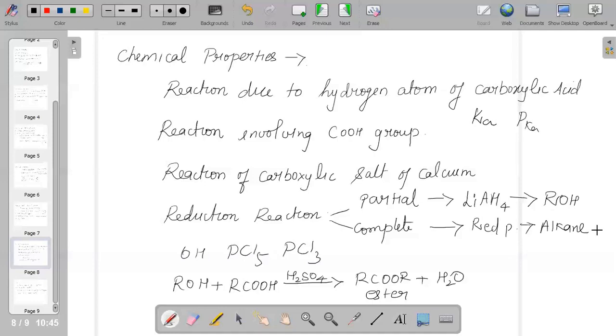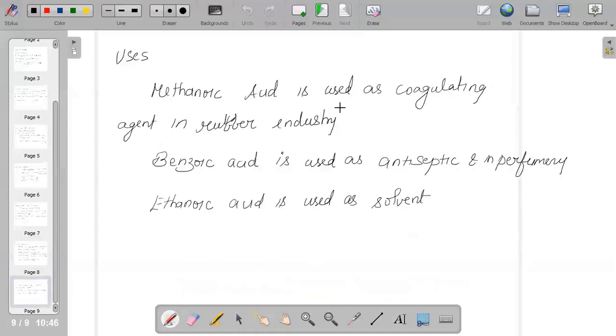And there are different special reactions which a carboxylic acid can also undergo, that is, as usual, nitration, sulfonation, and bromination. So these are all the different reactions which a carboxylic acid can undergo. But when we talk about the uses of carboxylic acid, methanoic acid is used as a coagulating agent in the rubber industry. But when we talk about benzoic acid, it is used as an antiseptic and in perfumery.